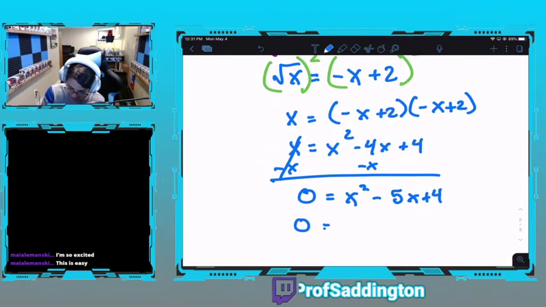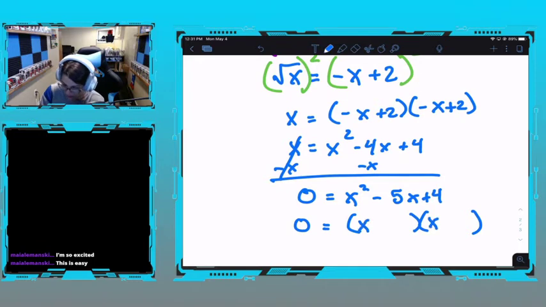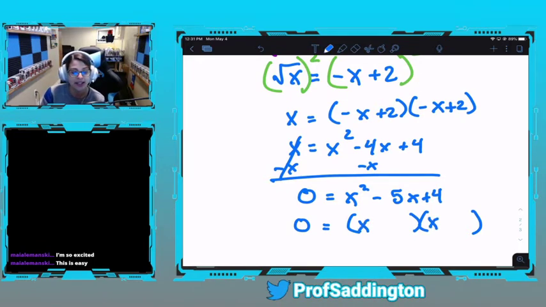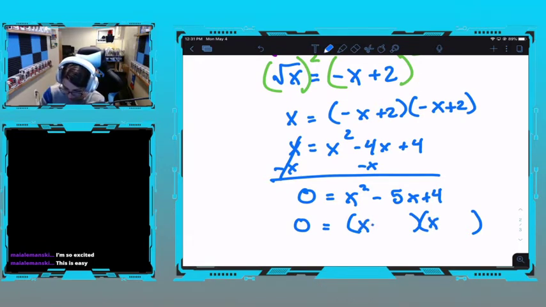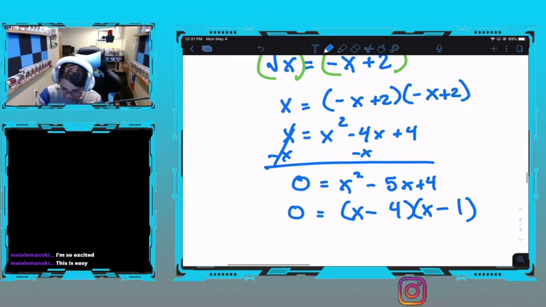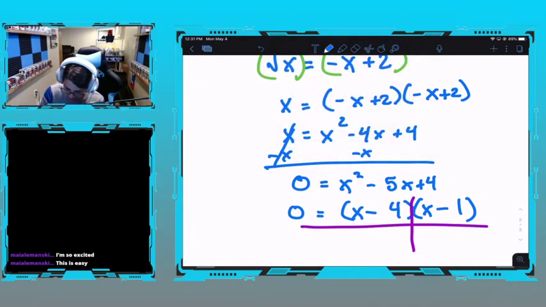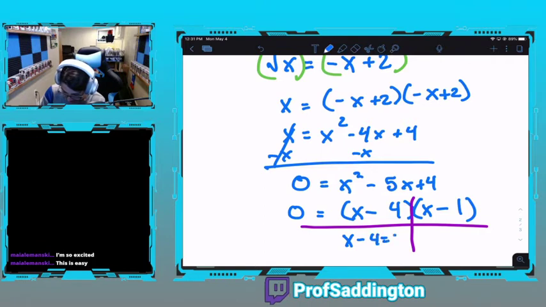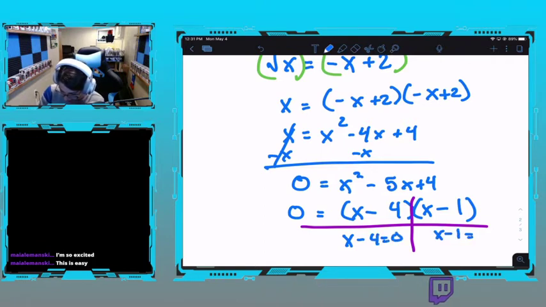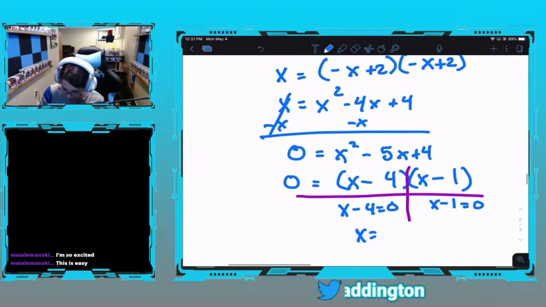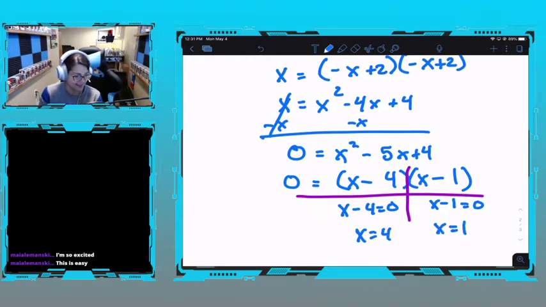And then we can factor x and x. We're multiplying to get a positive, but combining to get a negative. So both my signs are going to be negative, and I've got a 4 and a 1 to give us 5. From there, we can drop down our t-chart. So I have x minus 4 equals 0, and x minus 1 equals 0. So therefore, I could have 4, or I could have positive 1.